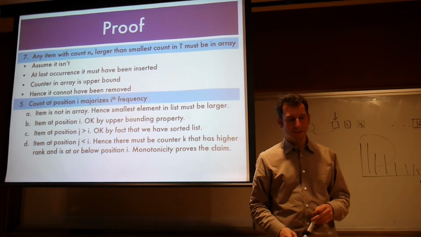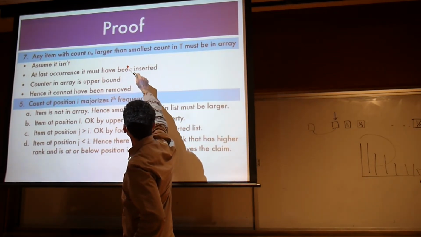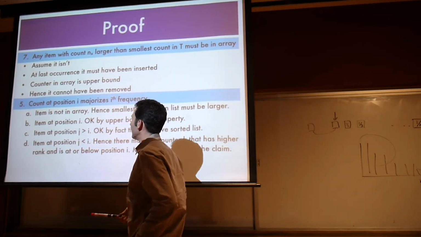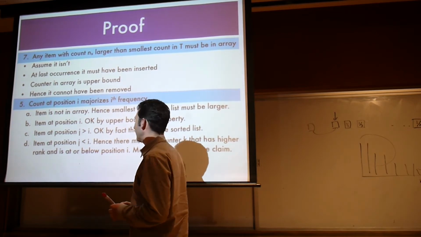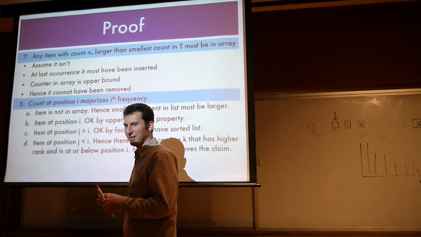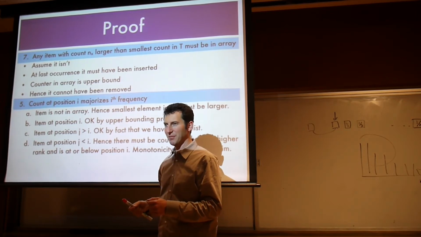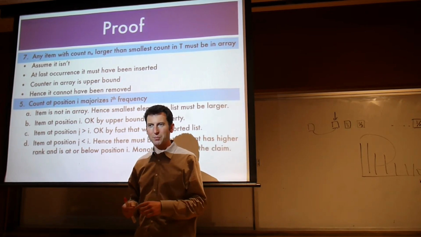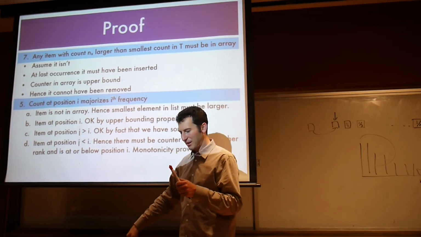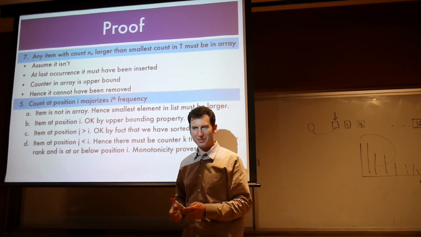Okay. Now this is cute. Any item with count in x larger than the smallest count must be in the array. So assume that it's not actually in the array at any time. Well, it must have occurred at least once at the last time, right? At that time, we know that the count, if we were to stop the algorithm at that time, would have been its actual count plus some error, which is larger than the smallest element that we saw in the end. But since it was inserted as the smallest element at the time, we have a contradiction.